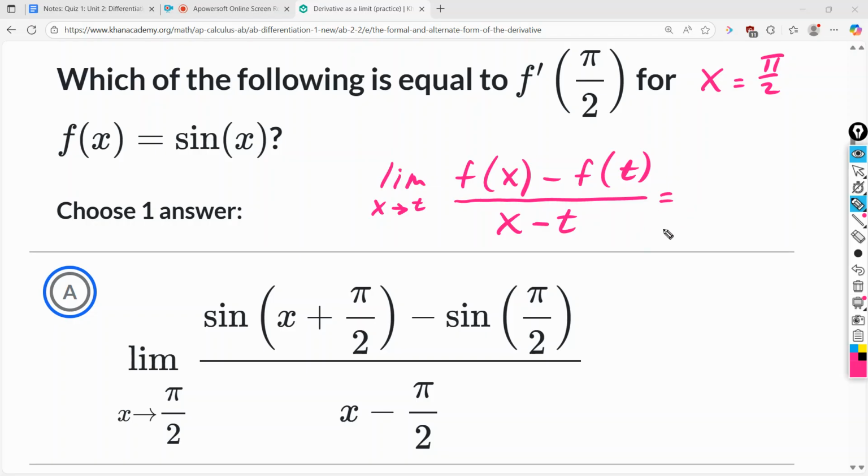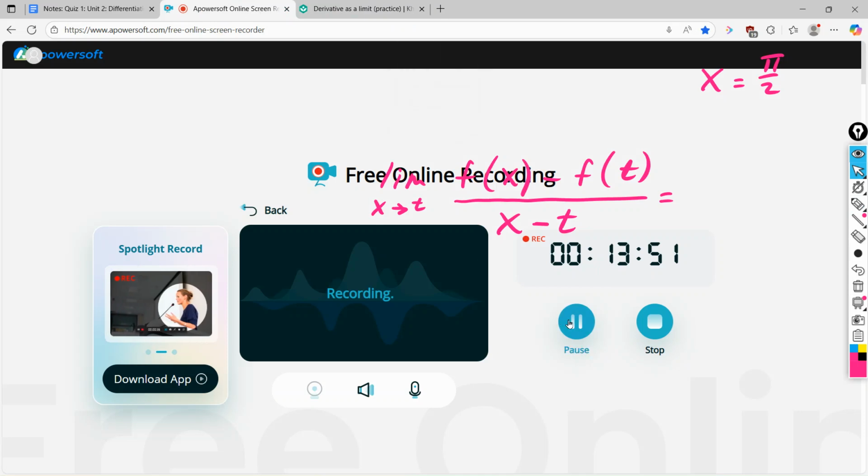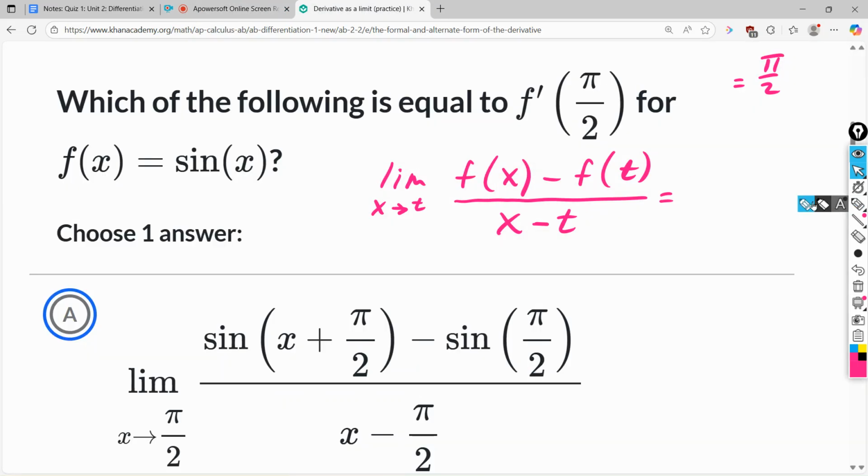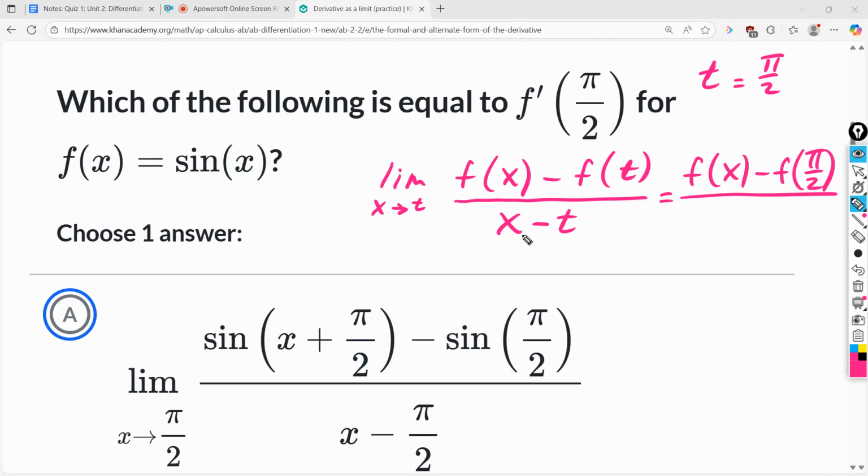All right, small mistake. This is not x, this is t. All right, the number at which we're finding the derivative or slope. So this is t. So this is going to equal f of x minus f of t, but t is pi over 2. So it's going to be f of pi over 2 divided by x minus pi over 2.